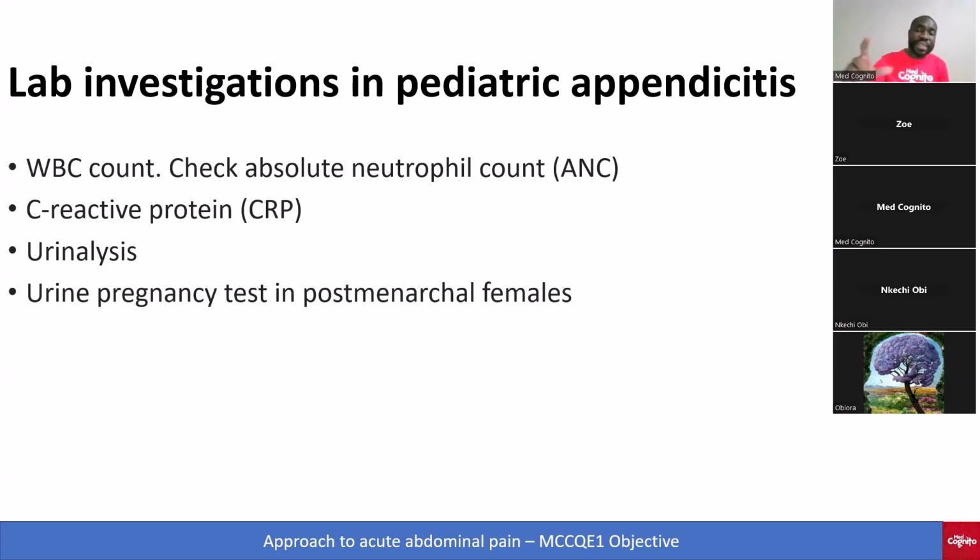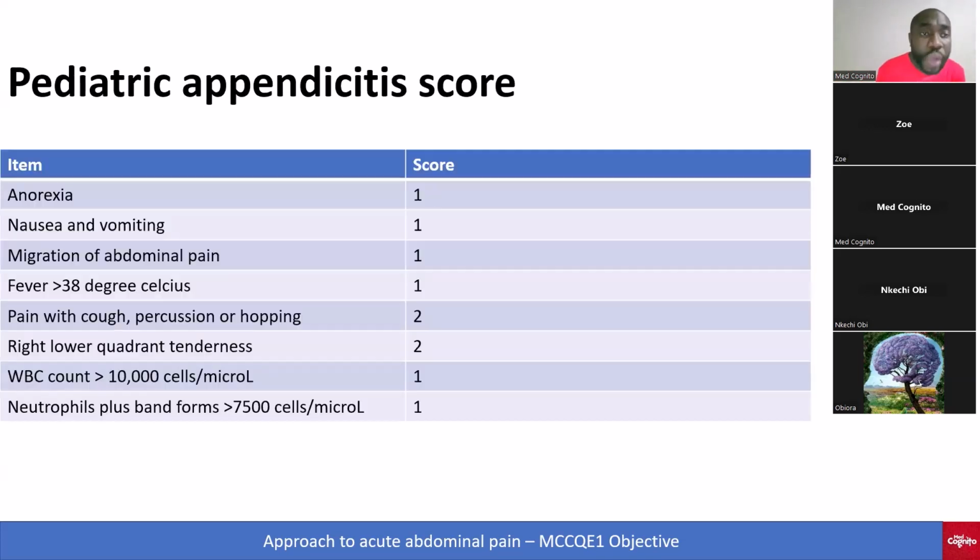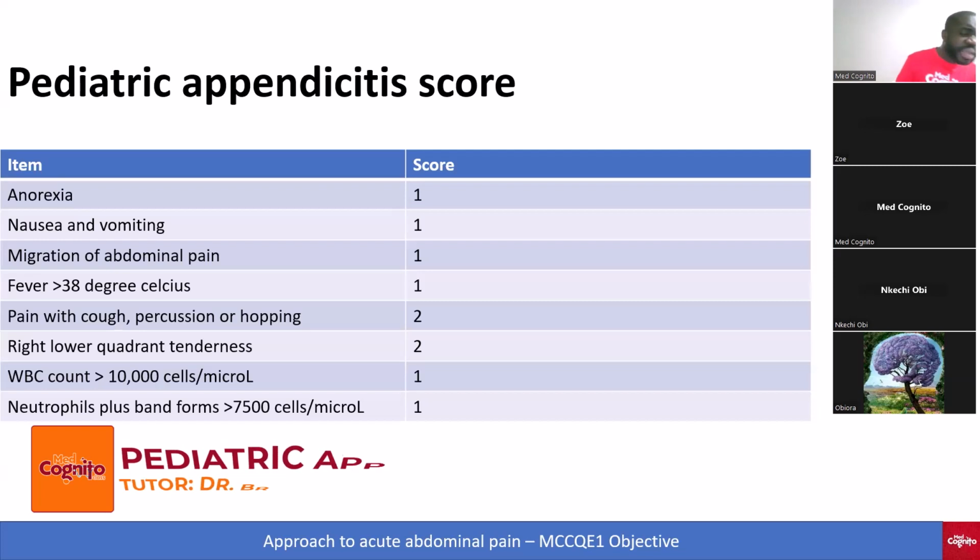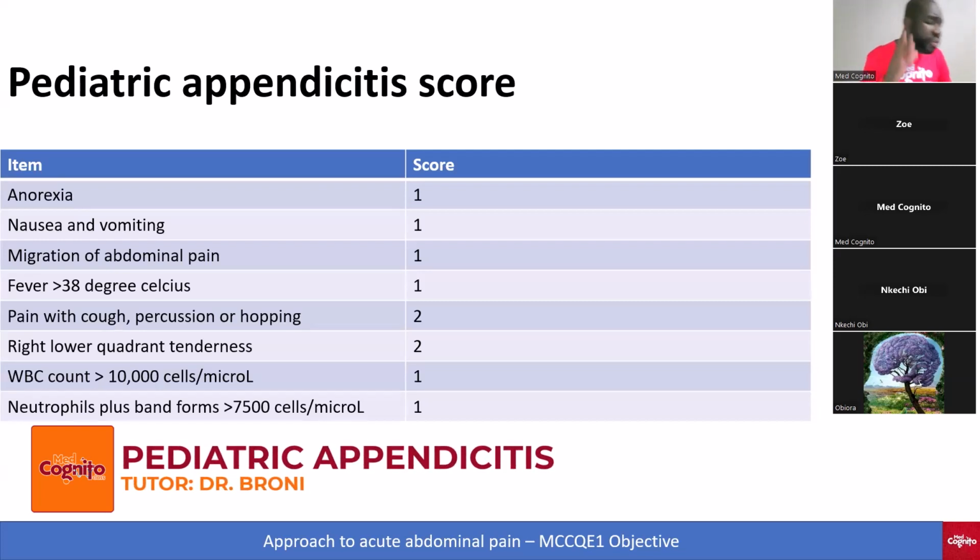Lab investigations in pediatric appendicitis: urine pregnancy test in a sexually active young female, urinalysis, C-reactive protein, and the topmost, white cell count. Please, I need you to take a note of this. Even if you need to take a screenshot, do it.